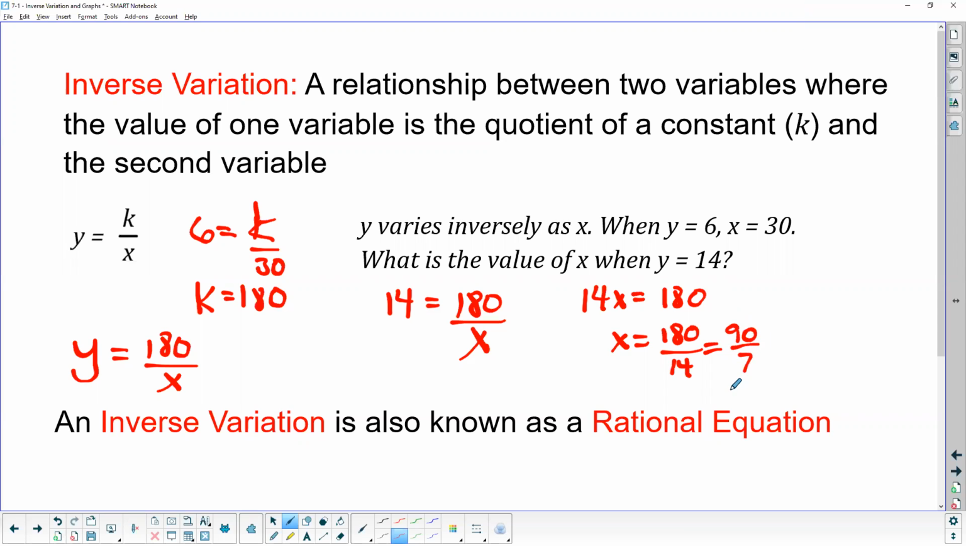Mr. Fitzgerald? Yeah. For my first equation, it's y varies inversely as x. If x is 7 and y is 3, find y when x equals 4. So I'm trying to figure out the y, the first one, x is 7.